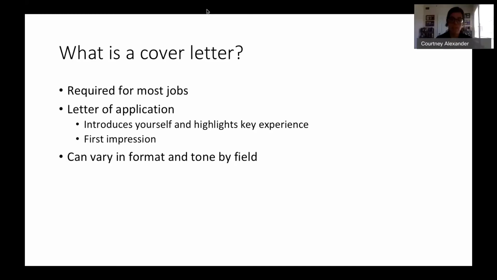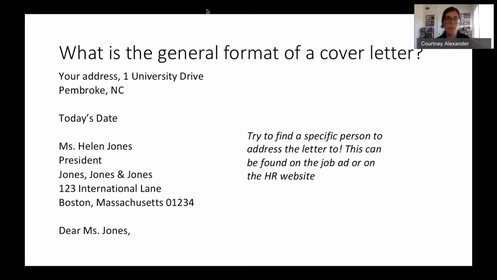The general format of a cover letter, so this is the business setup that you're going to set on your Word document. On the top left corner, you'll start with your address, then you'll have a break, and then you'll do today's date and another break, and then the person you're writing to and the address of the company you're writing to. So you want to try to find a specific person to address the letter to, and usually it will say on the job ad, please direct applications to, and then a person's name, but you might also have to look onto the HR website to do this.